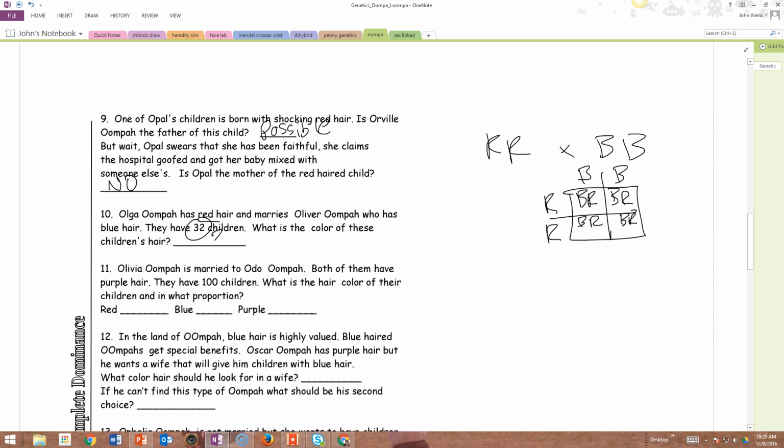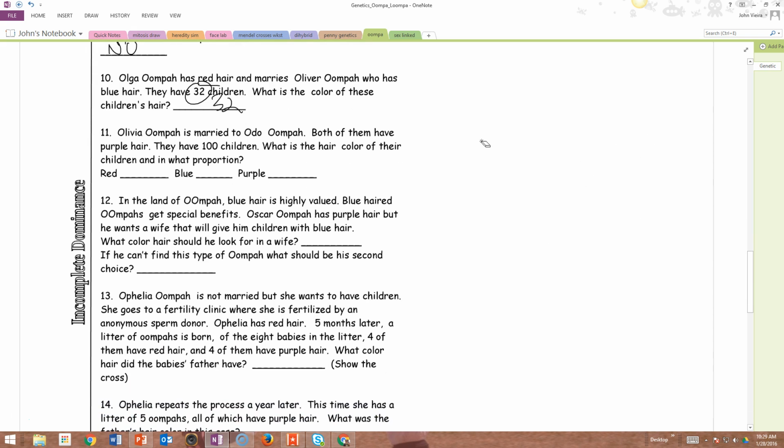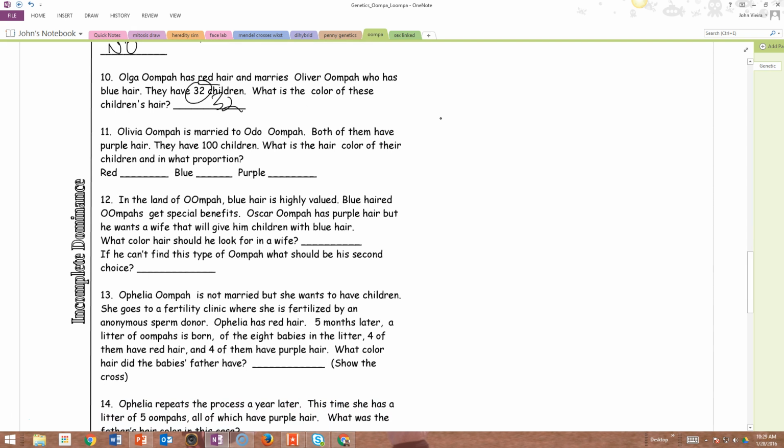Everybody's got purple hair. All 32, because 100% will have purple hair. So now, let's look at problem number 11. Olivia Oompa, who has blue hair, is married to Oda Oompa.